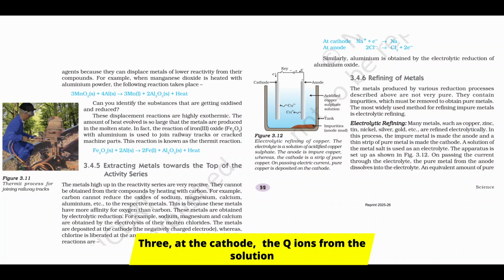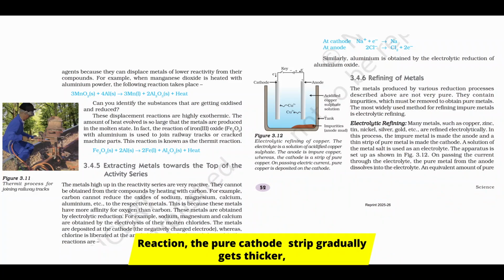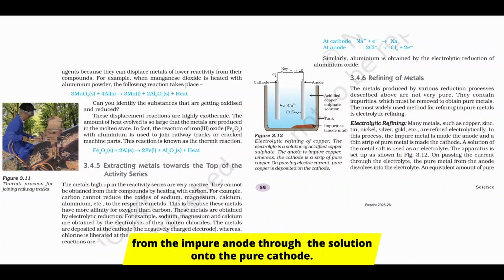3. At the cathode, the Cu2+ ions from the solution gain electrons and are deposited as neutral, pure copper metal atoms onto the cathode. Reaction: Cu2+ + 2e- → Cu (pure). The pure cathode strip gradually gets thicker, so it's essentially a transfer of pure copper from the impure anode through the solution onto the pure cathode.